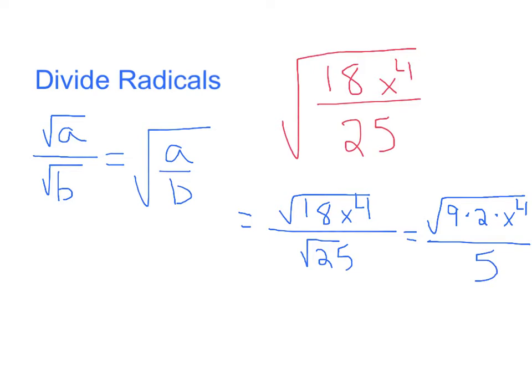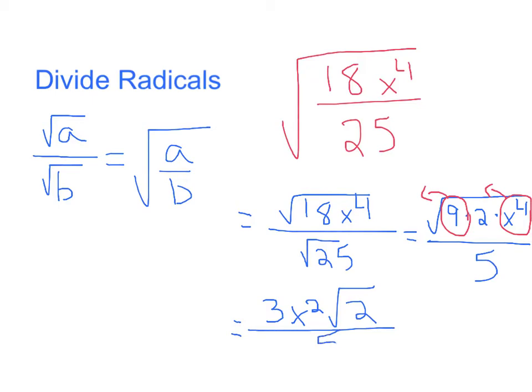It is 5. And now let's simplify the top. The square root of 9 is 3, and the square root of x to the 4th is x squared. So I have 3x squared, square root of 2, all over 5. And now you always want to double check, can you simplify this fraction any further? That means if you have coefficient numbers, can they be simplified any further as a fraction? In this case, they cannot, so this right here is your final answer.